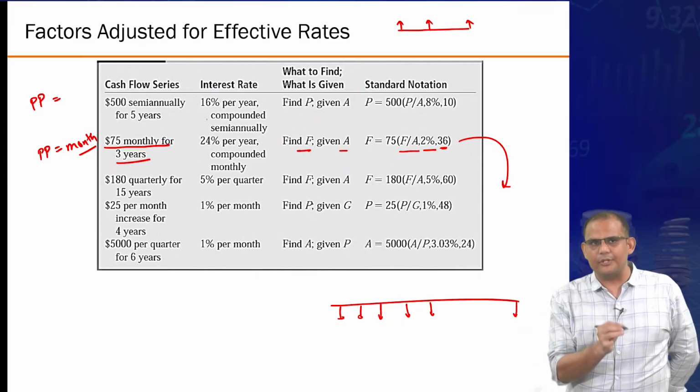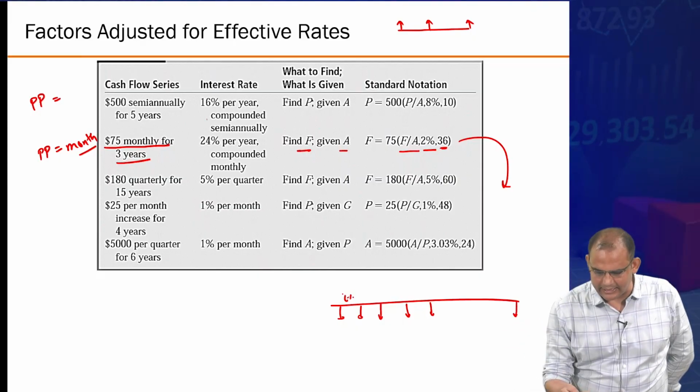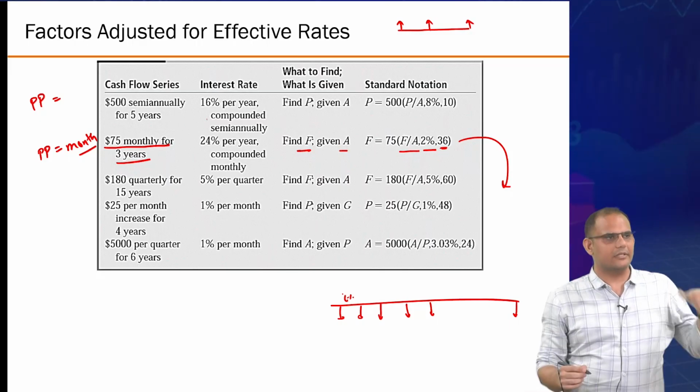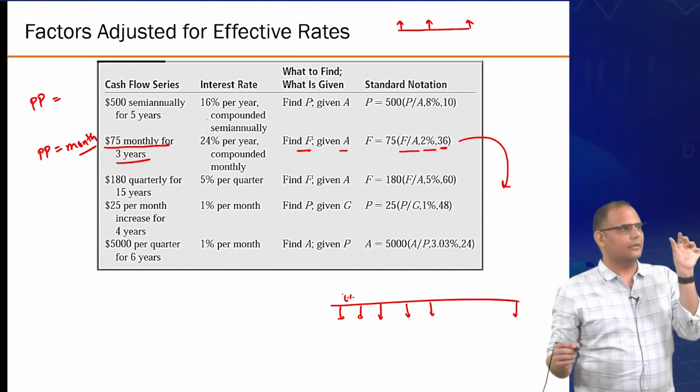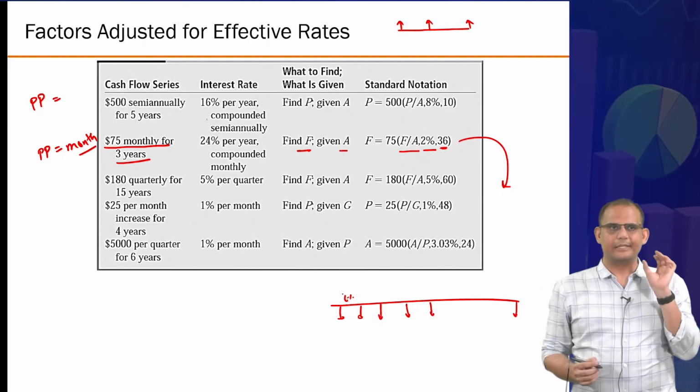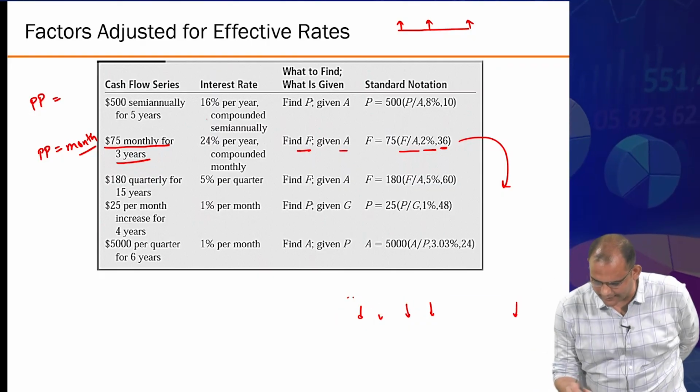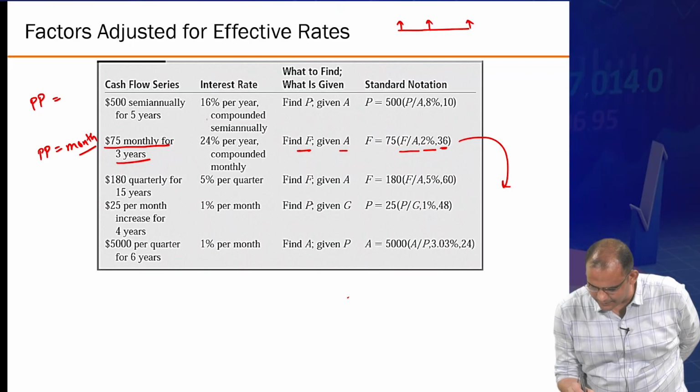And ideally, to use this formula, you need one interest rate that is commonly used. That is, you have already found the effective rate per compounding period, monthly in this case. Making sense? Okay. Let me give you another example.